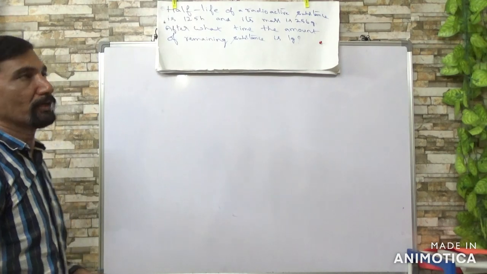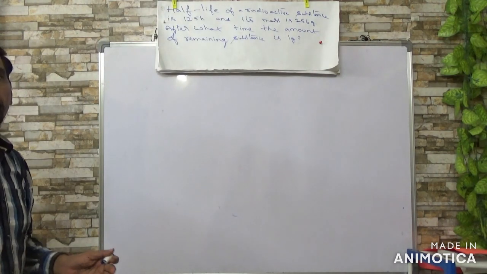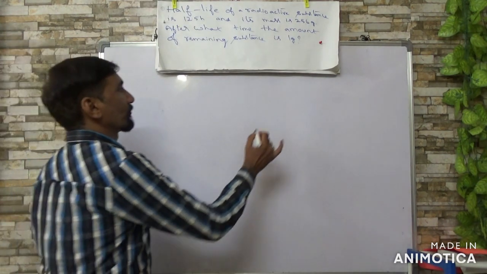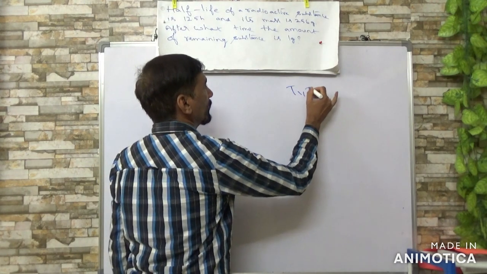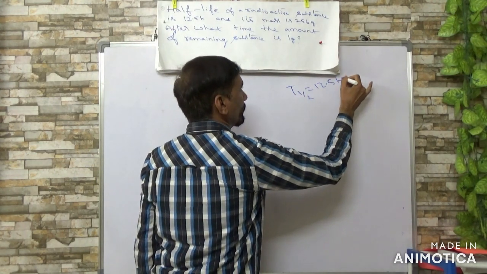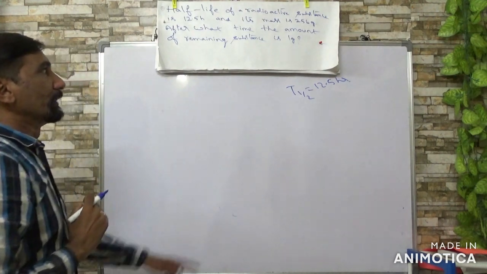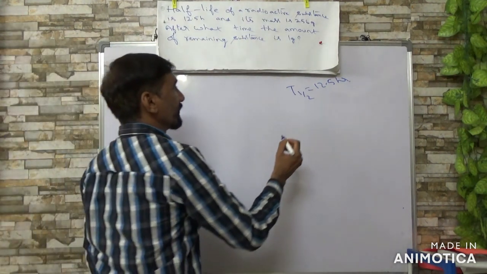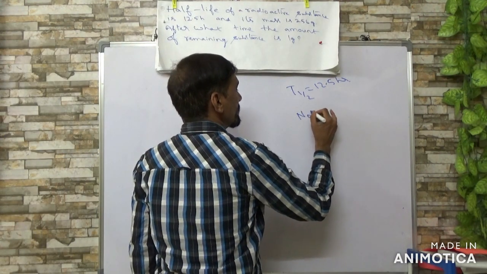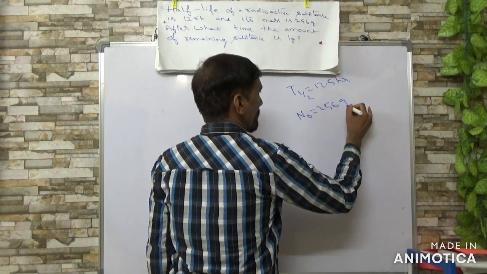Now about the given problem, there is one radioactive sample. Its half-life you have given 12.5 hour, and initial mass of it is given as 256 gram.